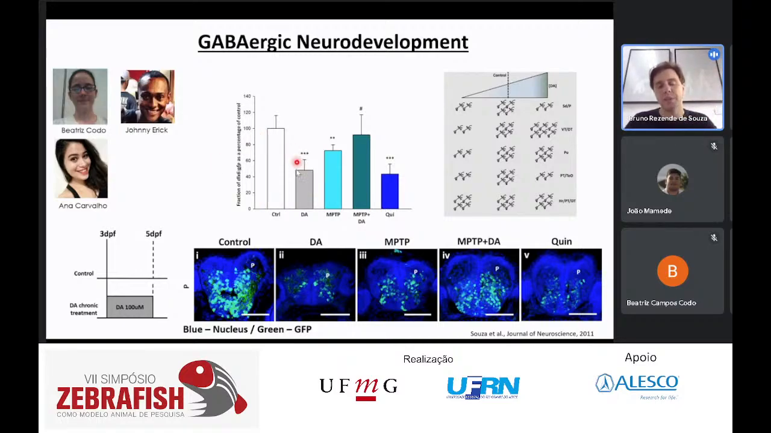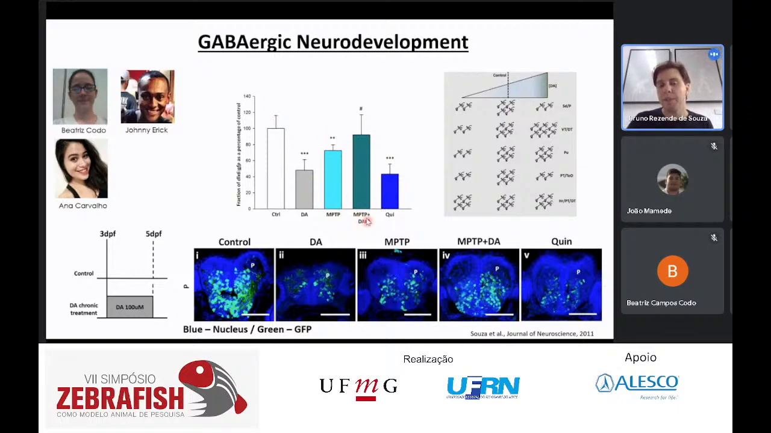We exposed the larvae for 2 days to dopamine. We can see a decrease of GABAergic neurons in the pallium and subpallium of larvae exposed to dopamine. We can see here the effect of MPTP. Like Ekker showed, MPTP is very toxic for dopaminergic neurons, so in this case there would be less dopamine in the brain of the larvae. We can see a decrease of GABAergic neurons as well.